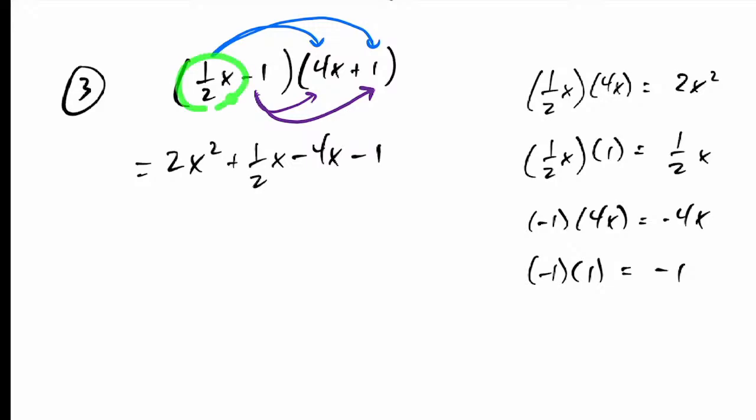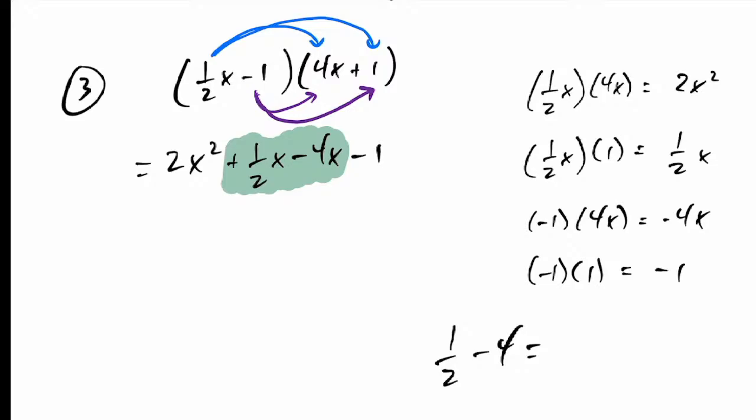So I went ahead and distributed the half into the binomial here. So you end up getting 1/2 times 4x is 2x squared. 1/2 times 1 is 1/2 x. Minus 1 times 4x is minus 4x, and then minus 1 times 1 is minus 1. So again, we're in a situation where I have like terms here. I have to put these together. But that means I need to know what is 1/2 minus 4. So back in grade 9, grade 8, whatever, you have to figure out what is 1/2 minus 4. Right? Those are like terms.